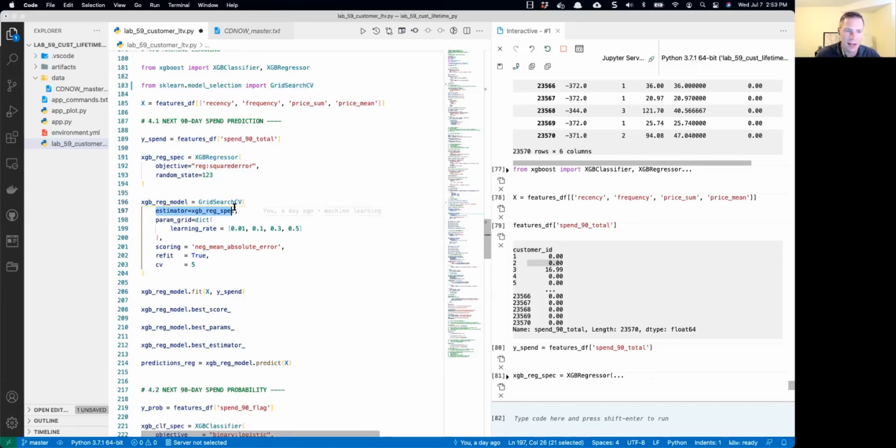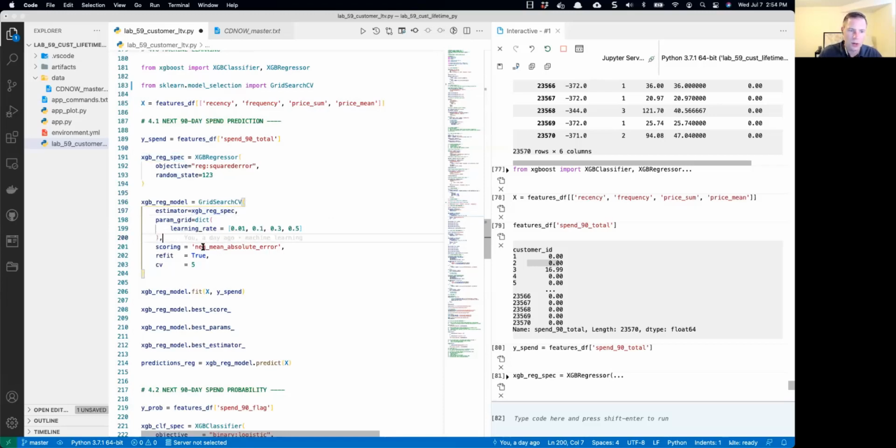We're going to provide it an estimator. We're going to provide it a parameter grid, and this is the search space that it's going to look through. One of the key parameters to XGBoost is the learning rate. So we're going to change that from 0.01 to 0.1, 0.3, 0.5. This is going to create 4 different variants of the XGBoost model during our test.